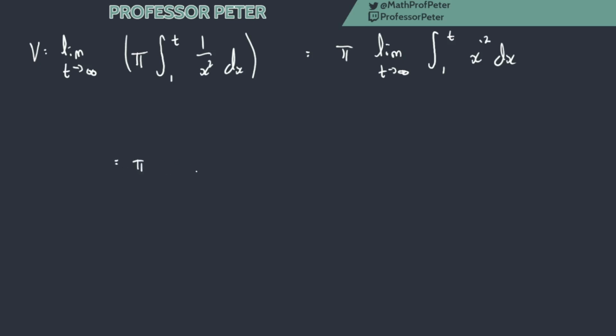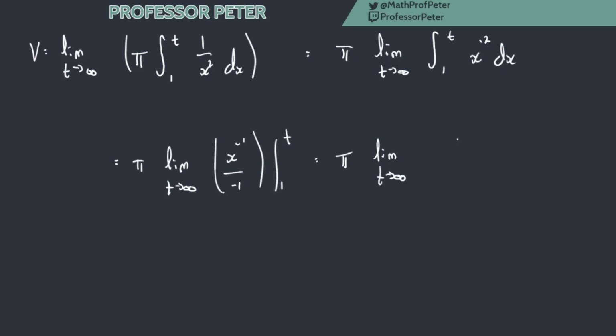So this is pi times our limit as t goes to infinity of x to the negative 1 over negative 1 evaluated from 1 to t. So this is pi times our limit as t goes to infinity of, this is really negative 1 over t plus 1. It's pretty easy to see what happens here. When t goes to infinity on this thing, this whole fraction is going to approach 0 because we have 1 divided by an infinitely large quantity. And so what we really have is pi times 1, or pi.